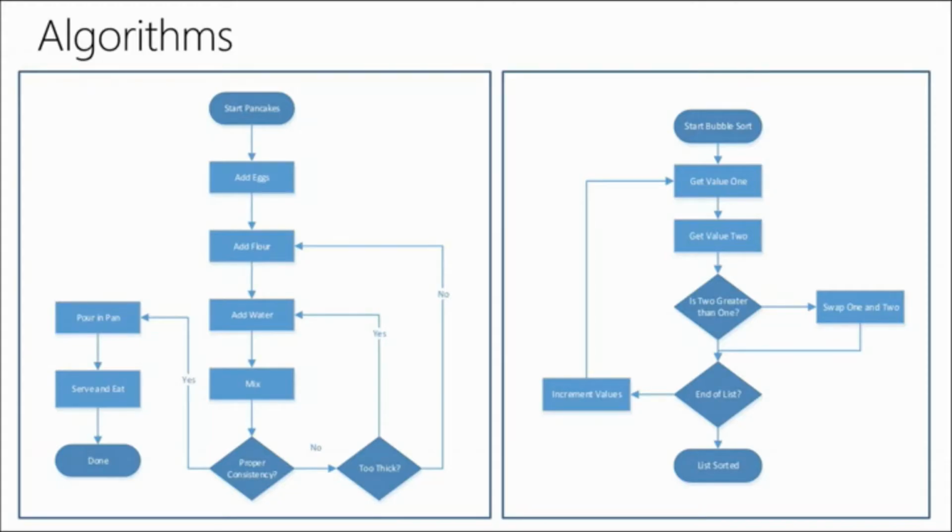And what the subtle bug here was, if you look at the slide again, is that we had a check to see if it was too thick. And we said if it was, we would add water, and then we would mix and check for proper consistency again. But what if it wasn't too thick? In other words, it's too thin. So we said no, and if you follow that no path out, it says, well, let's add flour. But notice what happens next. We immediately add some water again, which is a bug.